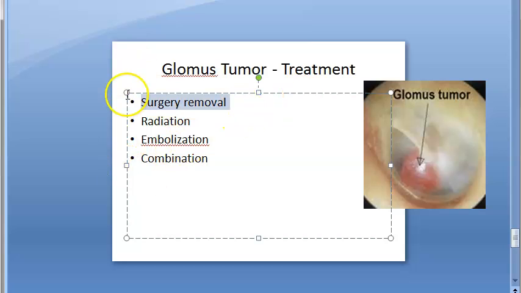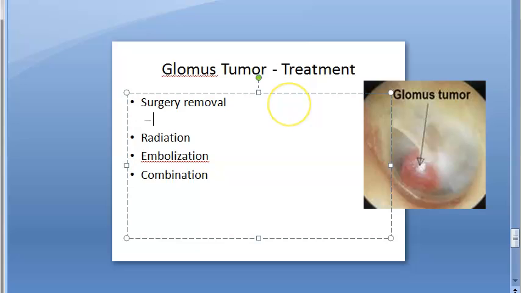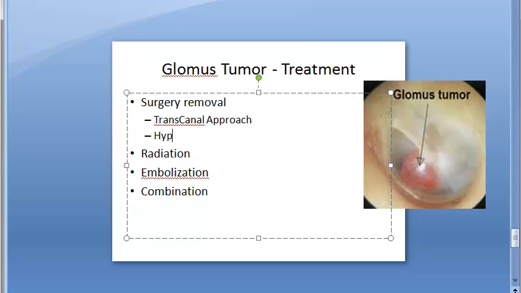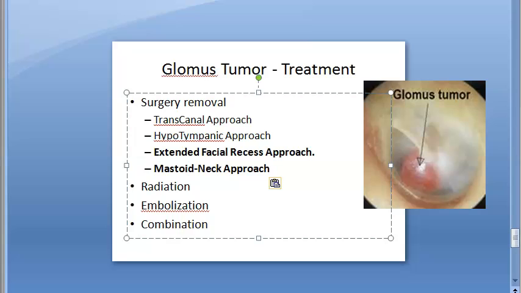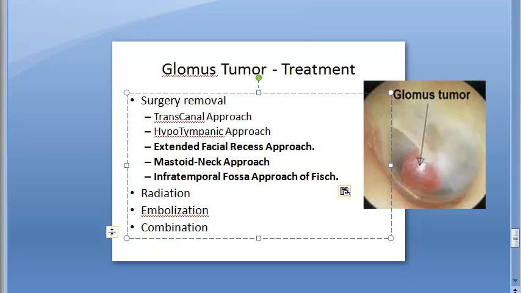Okay, surgery, let us look at this. There are so many approaches. What are the approaches they are talking about? Transcanal approach, hypotympanic approach, then extended facial recess approach. What is this? Used for glomus tympanicum. Then you have a mastoid neck approach. Then there is an infratemporal fossa approach or FISH. Then you have transcondylar approach.